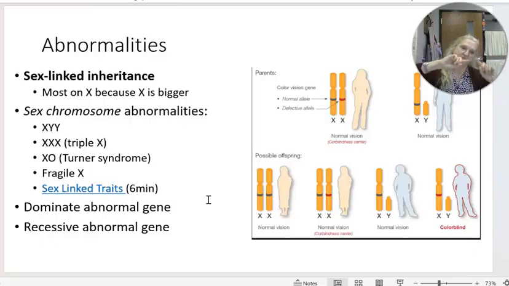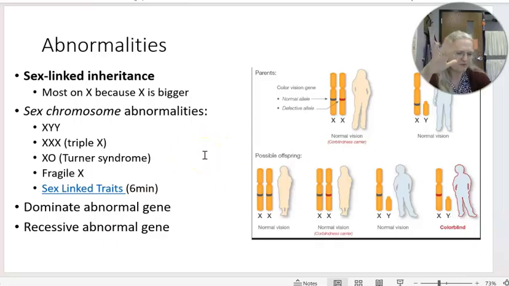However, if she has a male, she'll pass on one of her X's, either the good one or the bad one. He will only pass on his Y. So it's all going to depend on her, right? If she passes on her normal X, he will have normal vision. If, however, she passes on her defective X to her son, who will get the Y from his father, then the child has color blindness.